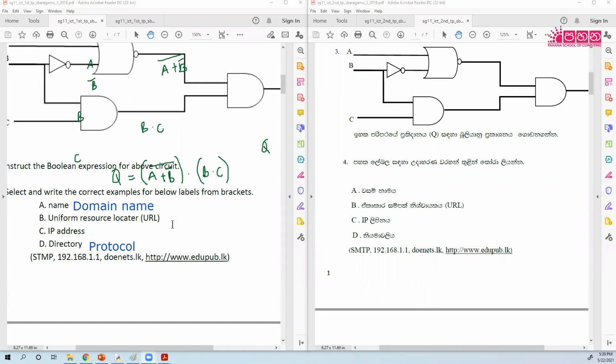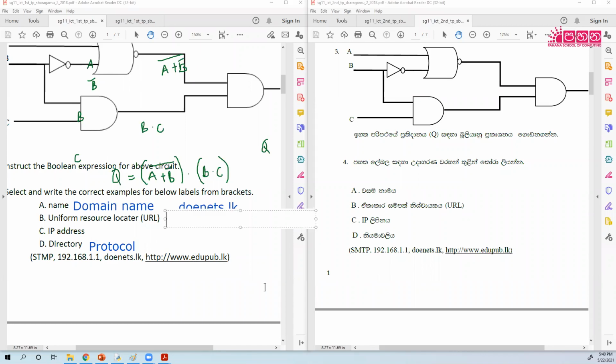We will be discussing this again in the next lesson. But before that, the domain name comes with this, doenets.lk. This part is known as the domain name. So usually without www. So doenets.lk is the domain name. So uniform resource locator means the full URL, right? Meaning the web address. So the web address is the complete one.